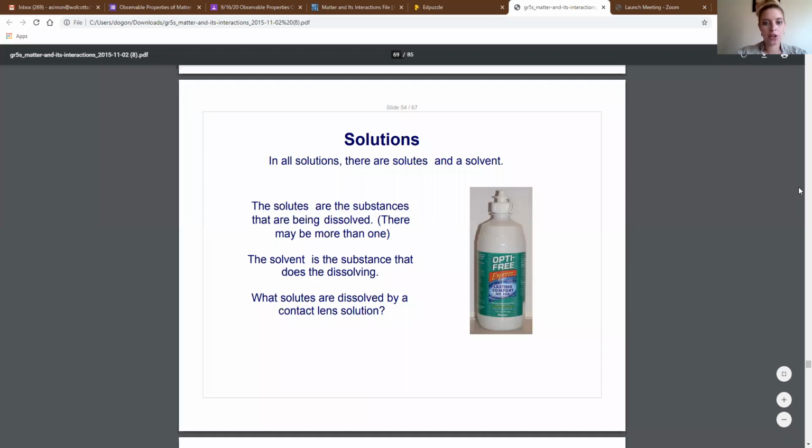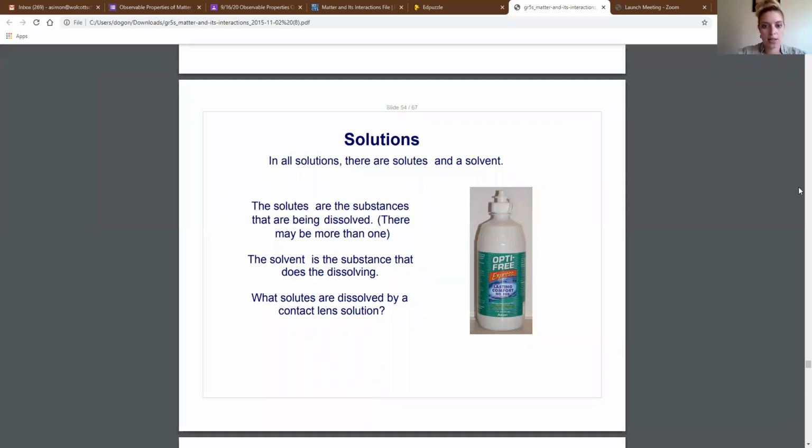All right, so remember, make sure you have your notes, and anything I highlight you need to write down as well. So, solutions. In all solutions, there are solutes and a solvent. Go ahead and write that down. In all solutions, there is a solute and there is a solvent. Those are the two things that make up solutions, solutes and solvents.